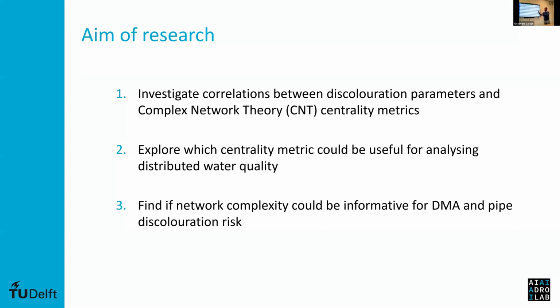And then with this work, we tried to use these discoloration parameters in combination with complex network theory centrality metrics, which I'll explain a little bit later on, in order to understand how these are related, and also see which of the metrics could be used for analyzing distributed water quality, and finally, if this could be informative for water utilities, for either the DMA level or even the pipe level of discoloration risk.